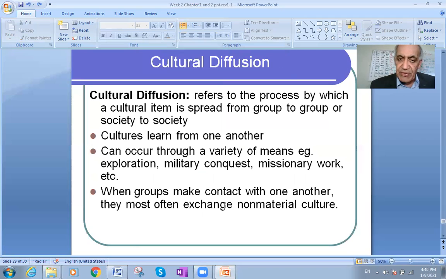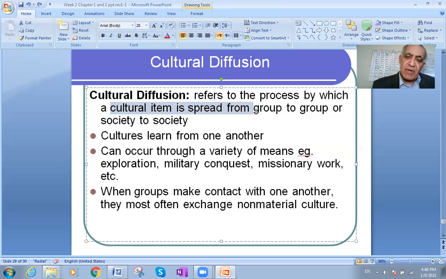Okay, let's go to the next point. What do we mean by cultural diffusion? It refers to the process by which a cultural item can spread from one group or society to another society. So this is what we mean by cultural diffusion: how it will spread from one society to another. Cultures learn from one another. Yeah, that's true.